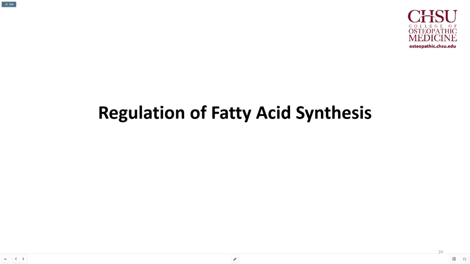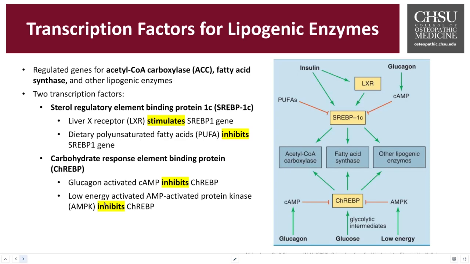Regulation of fatty acid synthesis. Regulation of the genes involved in the synthesis of fatty acids, such as acetyl-CoA carboxylase (ACC), fatty acid synthase, and other lipogenic enzymes, is really critical to lipid homeostasis in our cells. There are two key transcription factors that play really important roles in controlling these lipogenic genes.